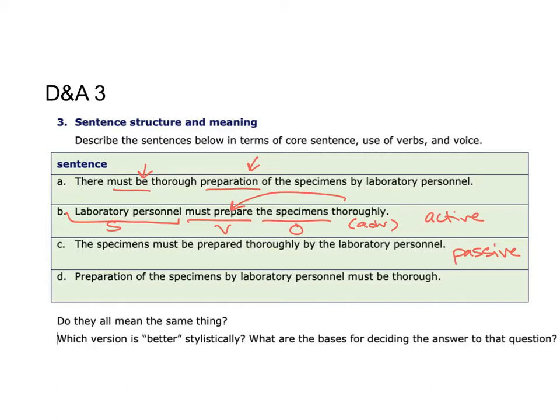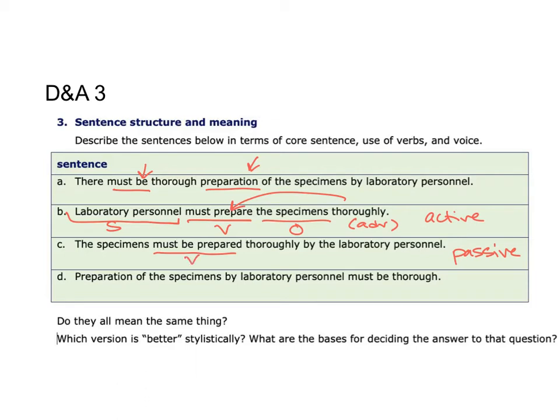So if you are, for instance, writing a method section, you most likely would say the specimens were prepared thoroughly, because that's emphasizing what was done versus who is doing it. If this is an instructional guide, however, you would probably want to emphasize who needs to do what, and therefore you would want to opt for an active voice sentence. So once again, we can look at this sentence. Must be prepared is our verb.